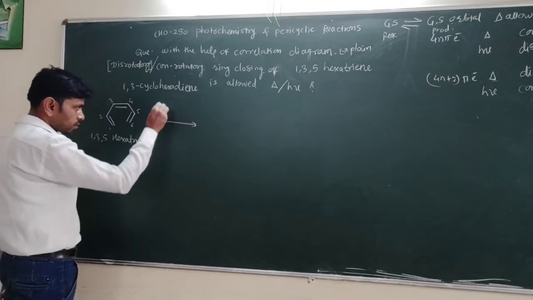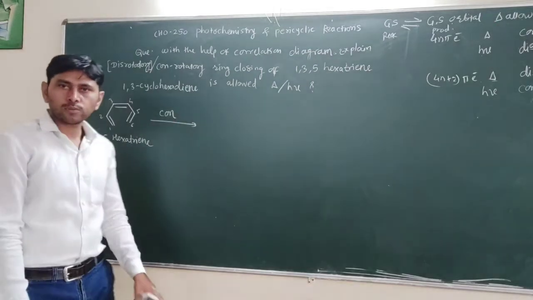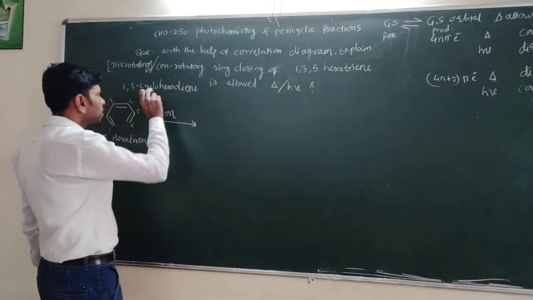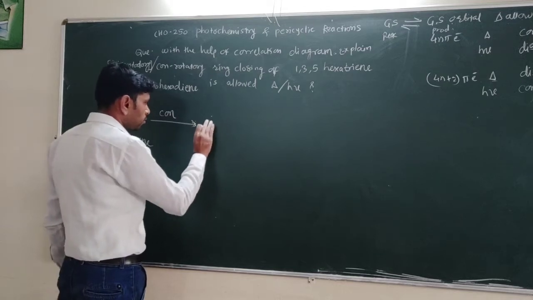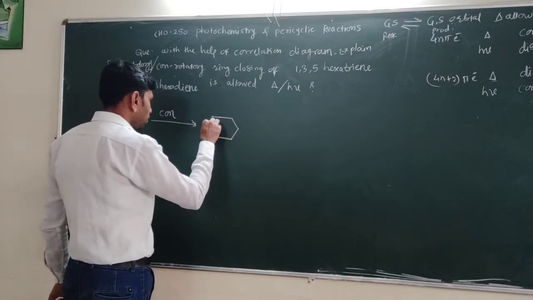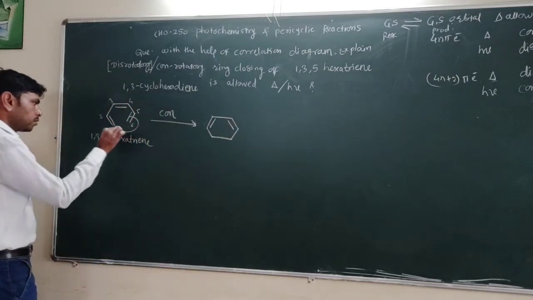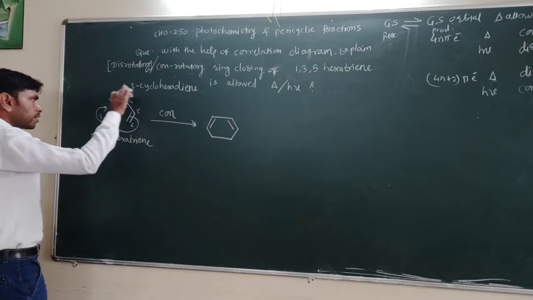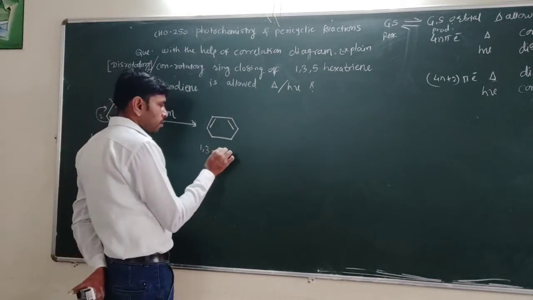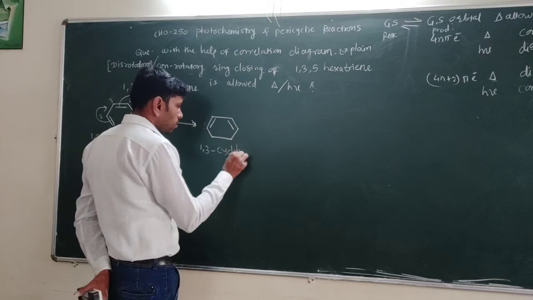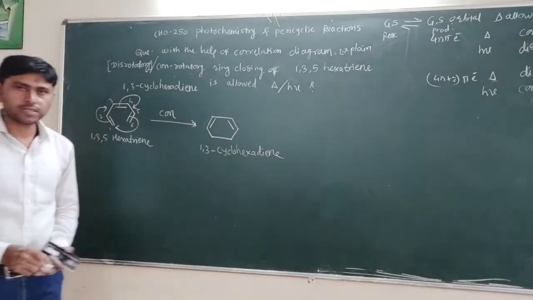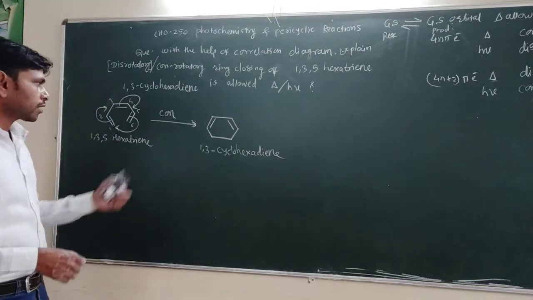which is converted. First we are considering here conrotatory motion. So by conrotatory motion it is converted into 1,3-cyclohexadiene. So it is simply a ring closing reaction. By electrocyclic reaction we get this structure. So 1,3-cyclohexadiene is there.